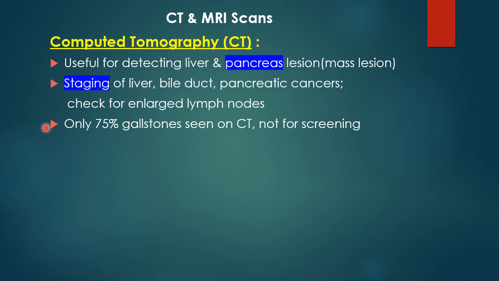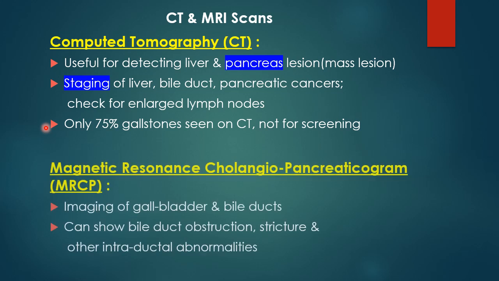But the disadvantage is for gallstones, only 75% of them are seen on CT scan. Therefore, it is not good for screening. In fact, ultrasound is better for screening because it detects more than 95%. The detection rate is more than 95%, depending on the experience of the radiologist.